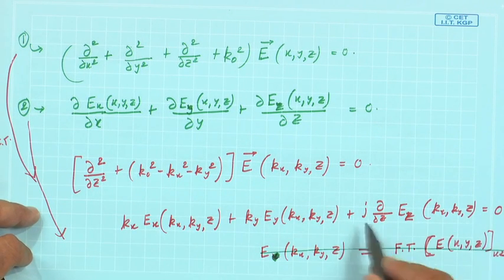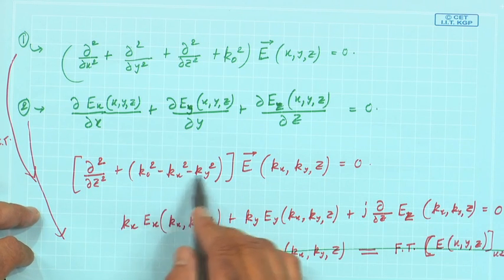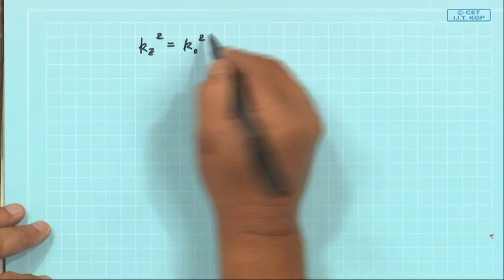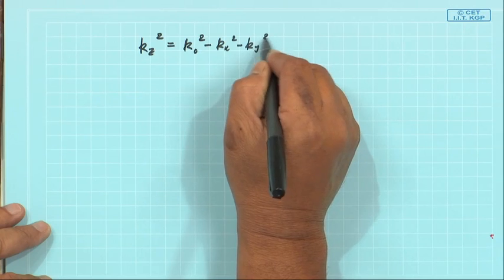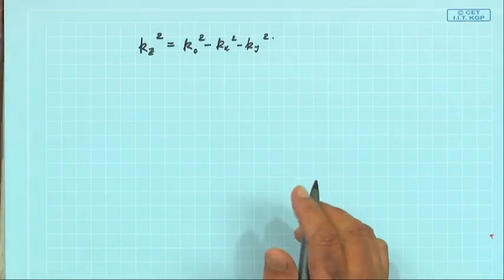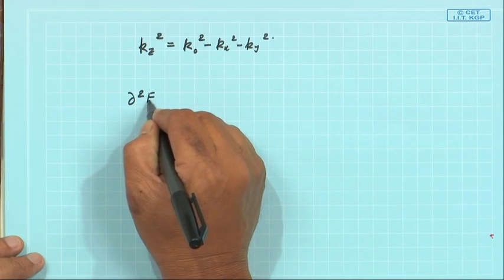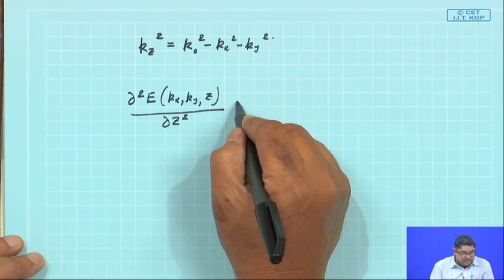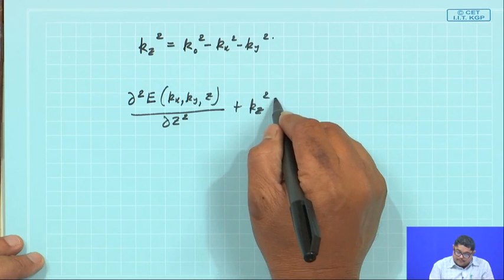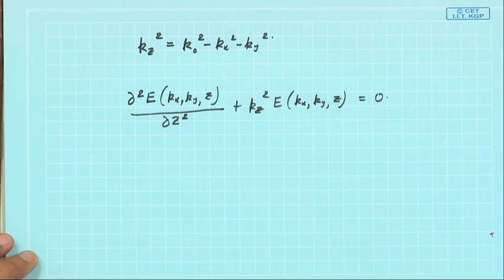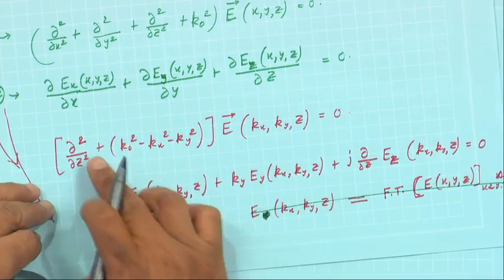Now, I am removing this. So, these are my two things. Here you see I have got these variables, so I need to simplify. That I am doing by letting k z square equal to this constant k naught square minus k x square minus k y square. Then this equation, if I put that k z square, becomes del square E, and I have put this in this equation, just k z square.